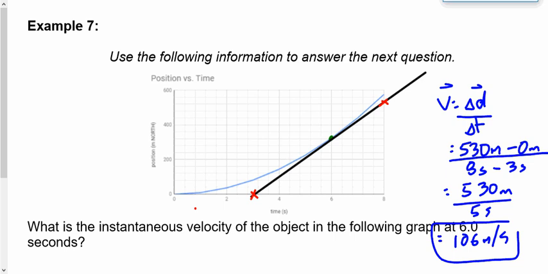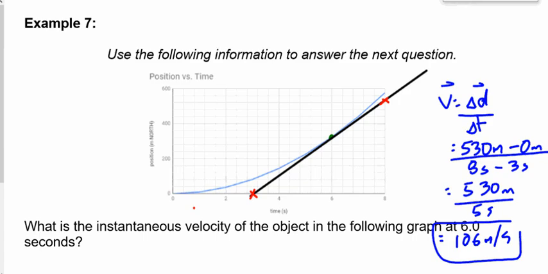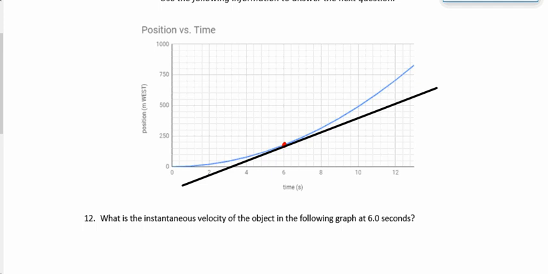Okay, let's have a look at the worksheet question that goes along with that then. That would be worksheet number 3, question number 12. You may have to do a little estimating on this one. So we'll do this to see what we get here.